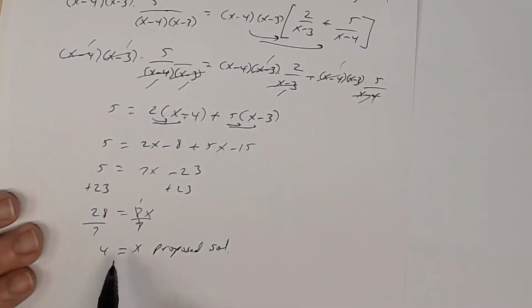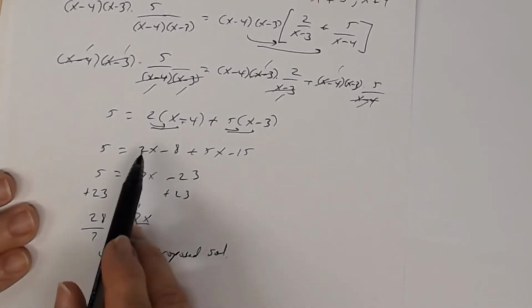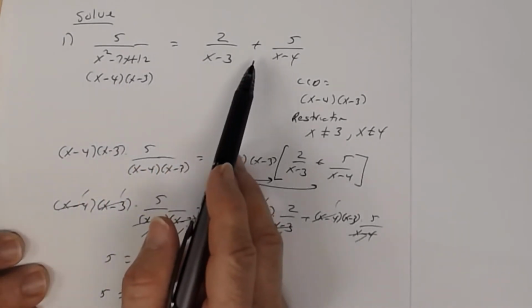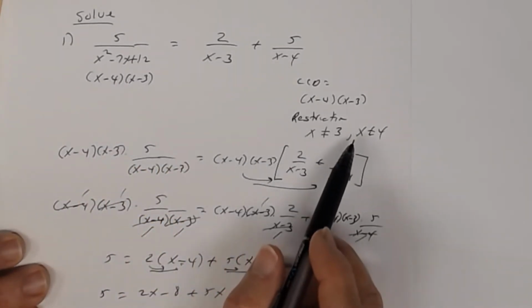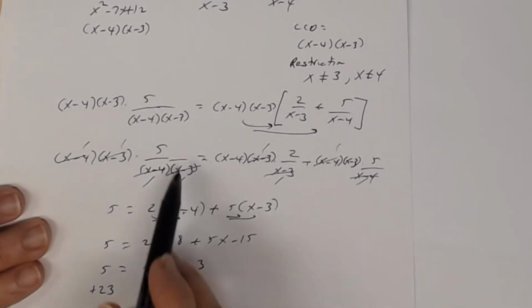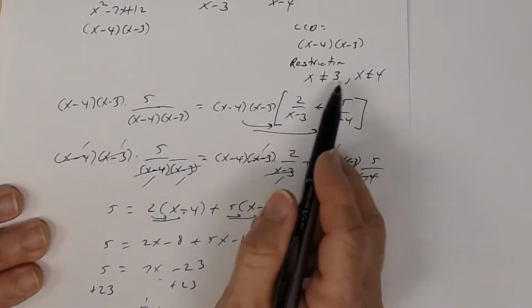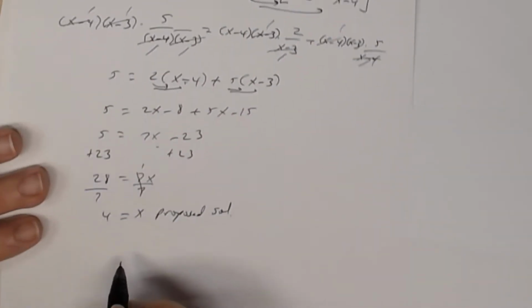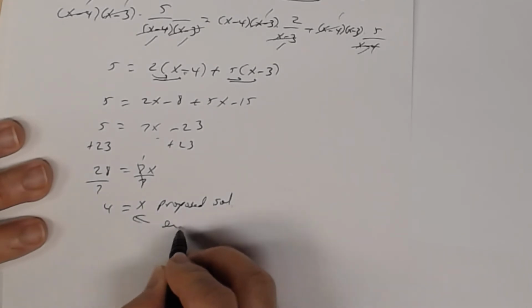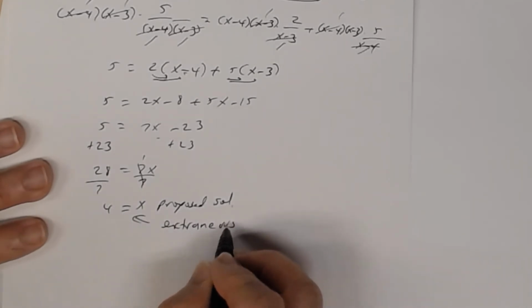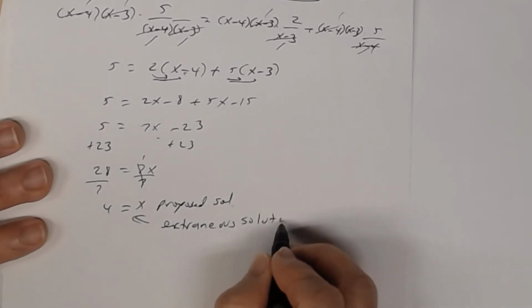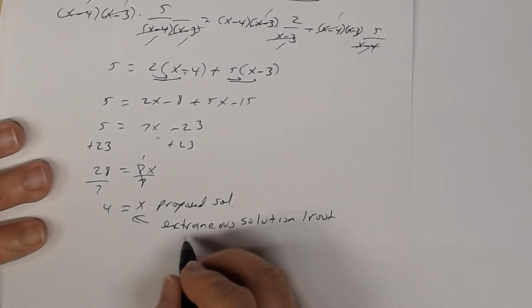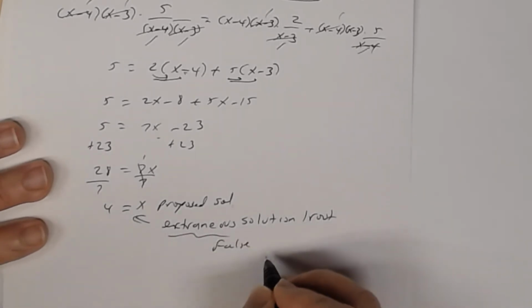And so you got to ask yourself, well, this proposed solution is a solution to the linear, but is it going to be a solution to the rational equation? Well, just check your restrictions. As long as the algebra is correct here, then all you have to do is just check the restrictions. And so notice x equals 4 is one of my restrictions, so I cannot use it. So this is an extraneous solution or extraneous root. So it's a false solution.